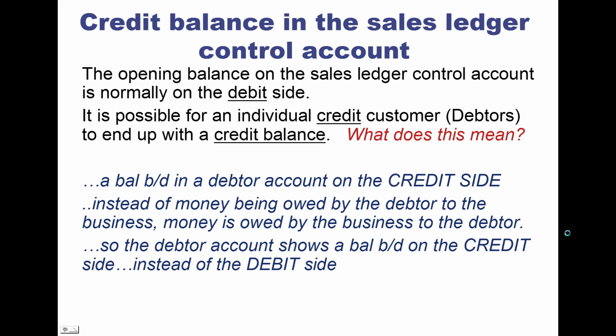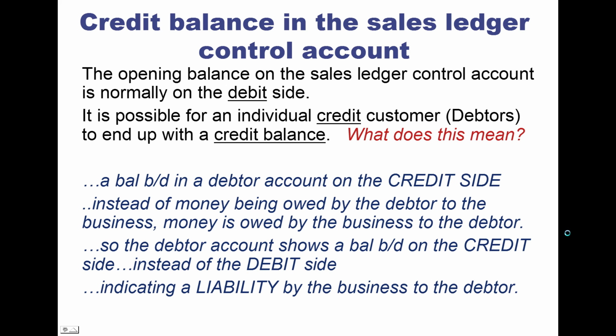The debtor account shows a balance BD on the credit side instead of the debit side. That's for an individual debtor account, maybe one account or maybe several. It's very unlikely to be all of them. Lastly, it indicates a liability by the business to the debtor. A credit balance on a ledger account indicates a liability. A debit balance for a debtor account indicates an asset: the money that's about to be given to us by the debtor. So we've got here a change, an opposite effect, haven't we?